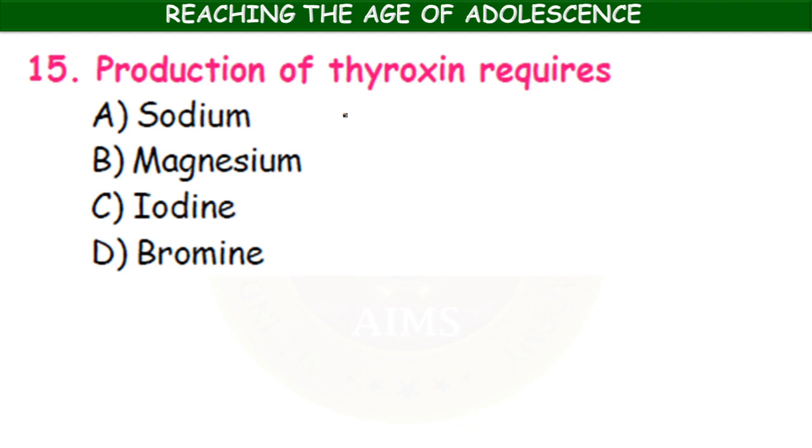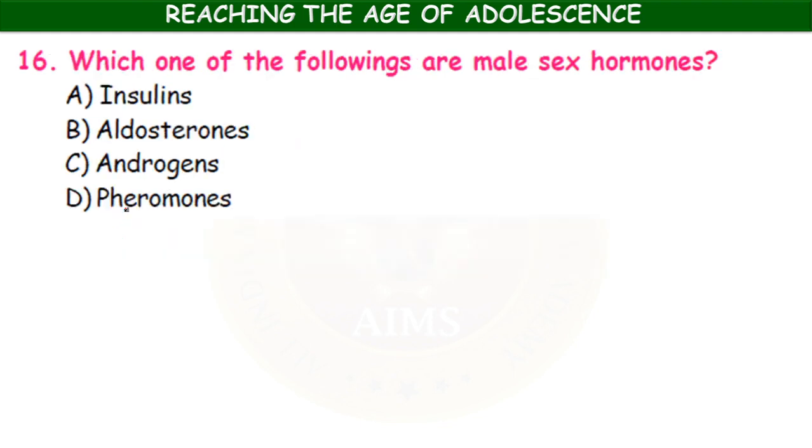Production of thyroxine requires which element? Sodium, magnesium, iodine, bromine. The presence of iodine is required for the production of thyroxine hormone. That's why in the metamorphosis of a frog, if iodine is absent in the water where the tadpole lives, the tadpole remains a tadpole. Thyroxine helps in the metamorphosis of the frog.